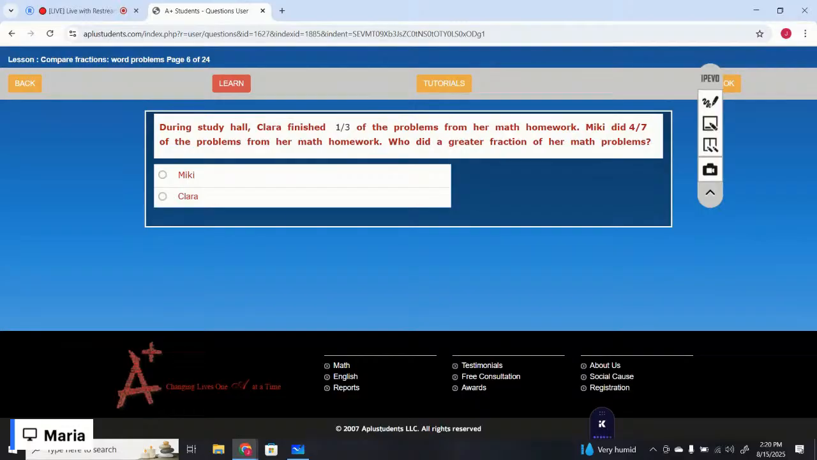During study hall, Clara finished 1/3 of the problems from her math homework. Mickey did 4 by 7 of the problems from her math homework. Who did a greater fraction of her math problems?